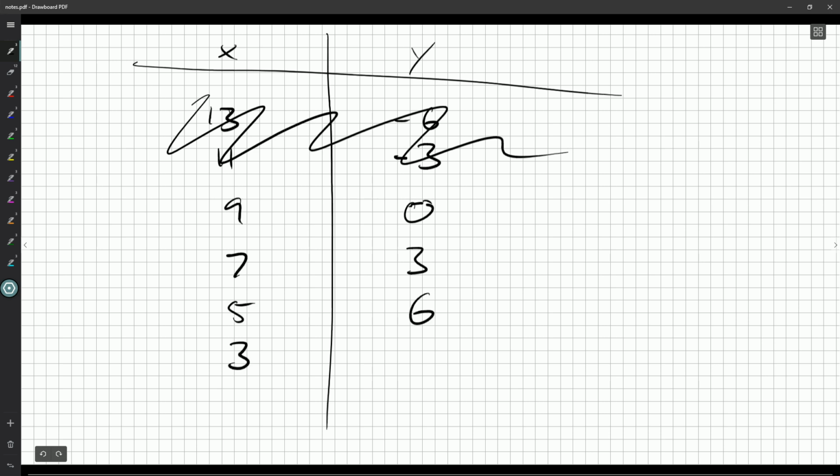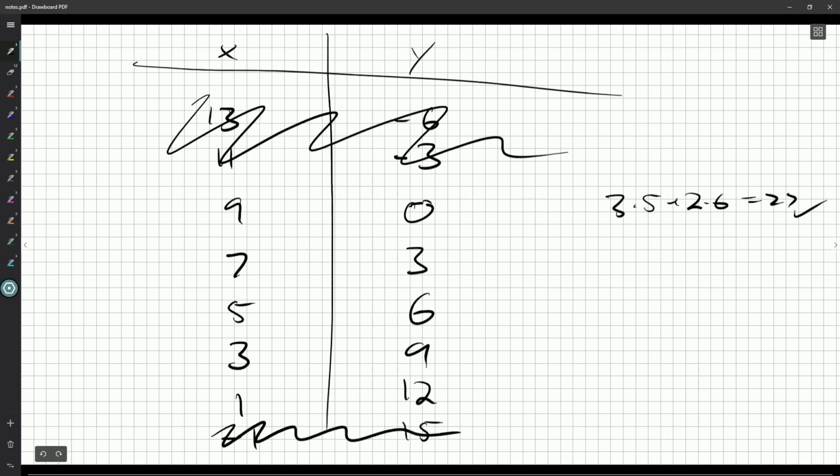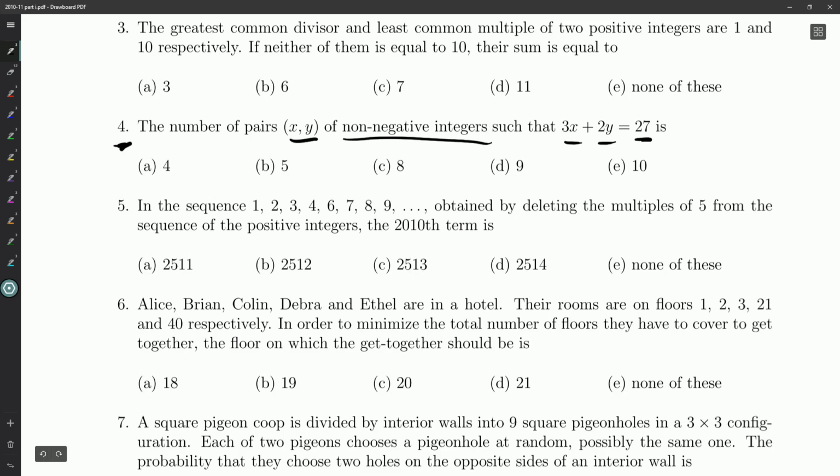Okay? And, you know, do a random spot check. 3 times 5 plus 2 times 6, that's 15 plus 12, that's 27. So it's working. 3 and 9, and subtract another 2, you'll get 1 and 12. And then you'll get minus 1, and does it really matter what you get after that? No, because we wanted non-negative solutions. So it turns out that there are just these 5 pairs xy that work. That's all we're looking for, 5 pairs xy. So that gives us an answer of B.